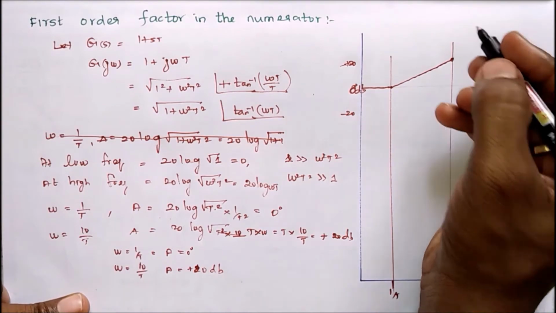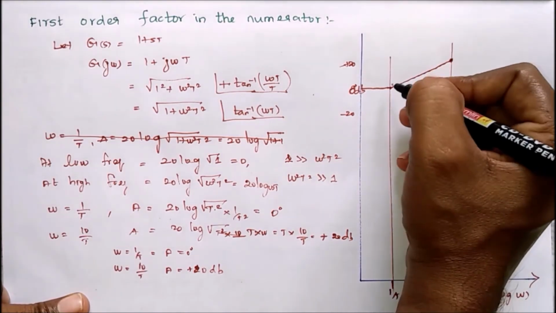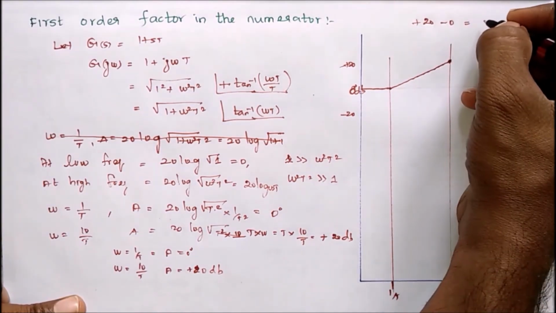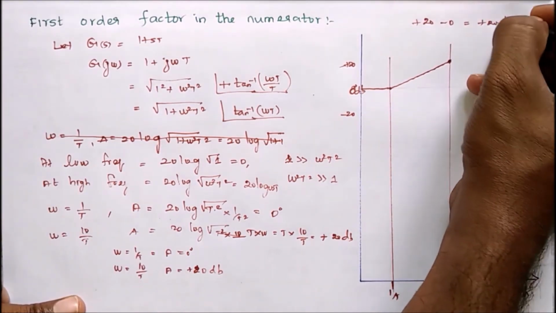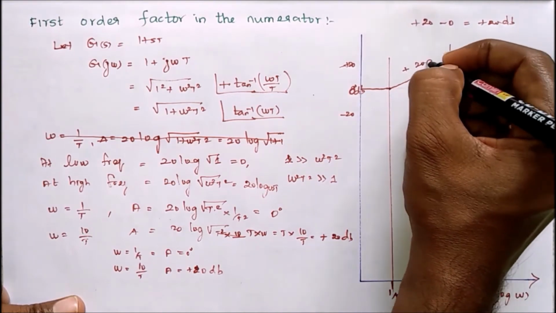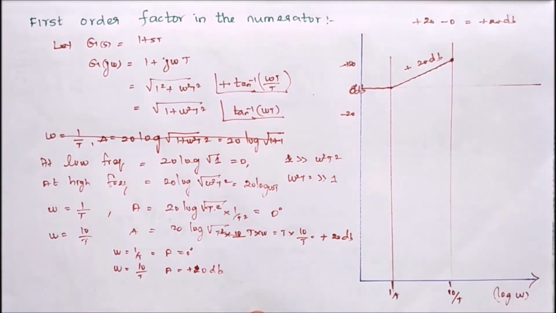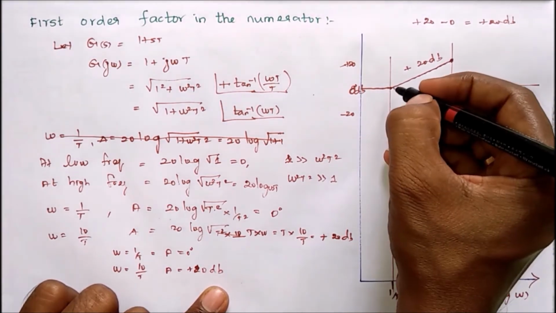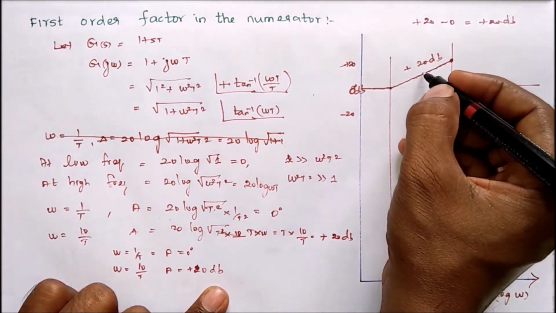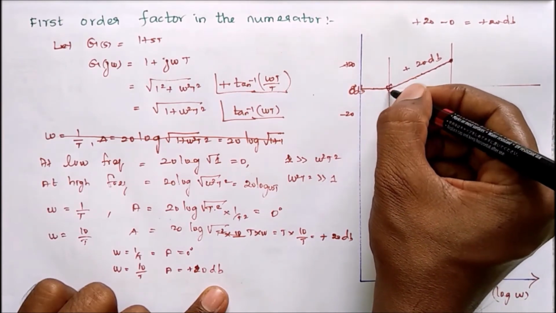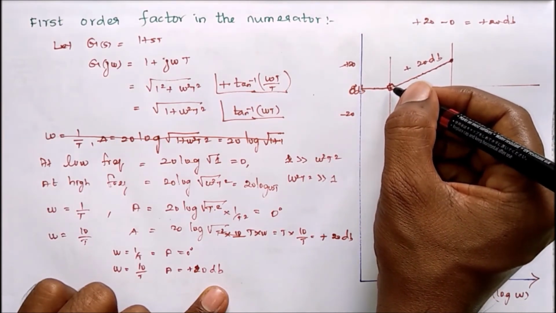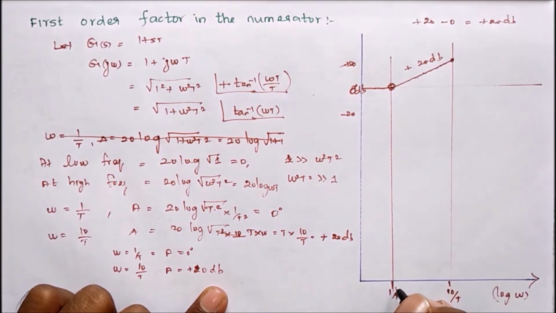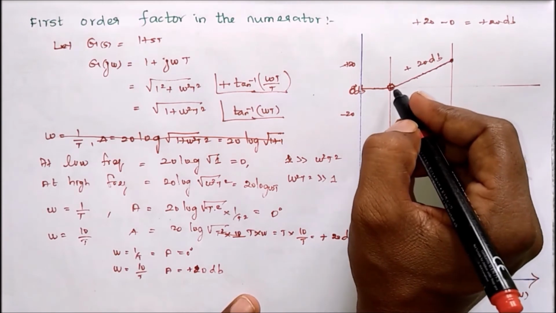Now its slope, we know slope is final point minus initial point. The final point is plus 20 minus 0, equal to plus 20 decibel. So the slope is plus 20 decibel per decade. From this plot, at omega equal to 1 by T, this is one asymptote and this is another asymptote. When two asymptotes meet at a particular frequency, it is called the corner frequency. So this is an approximate plot only.